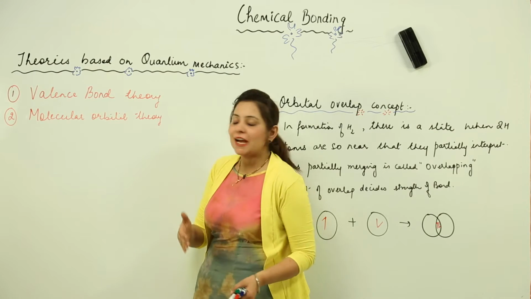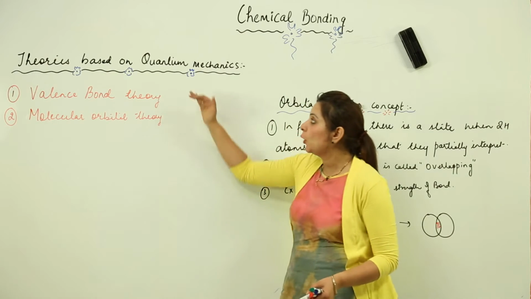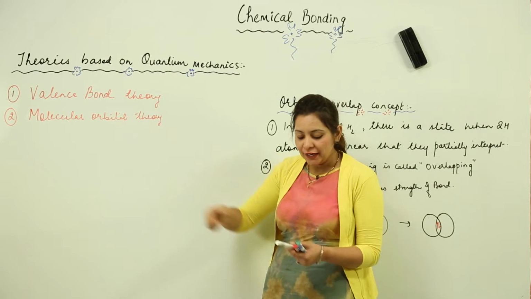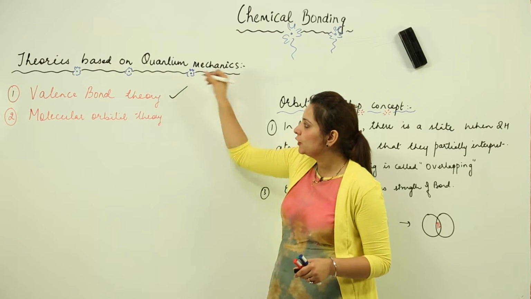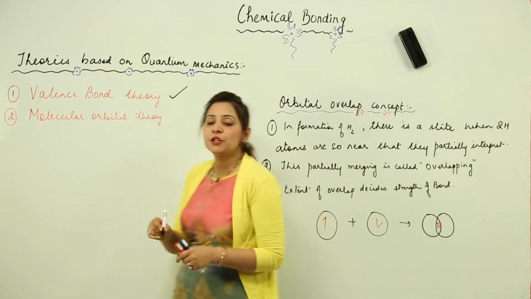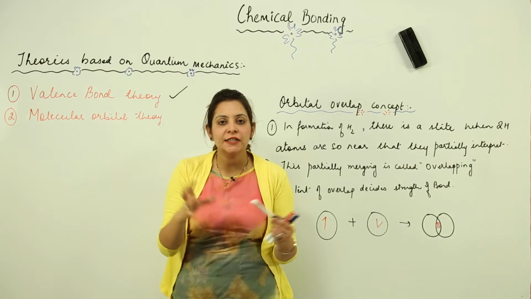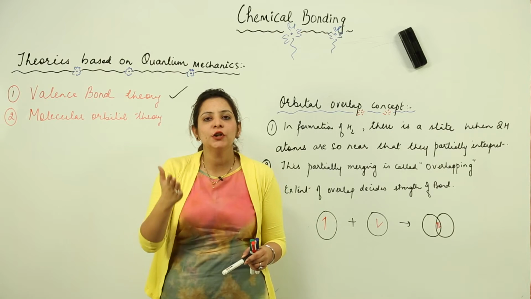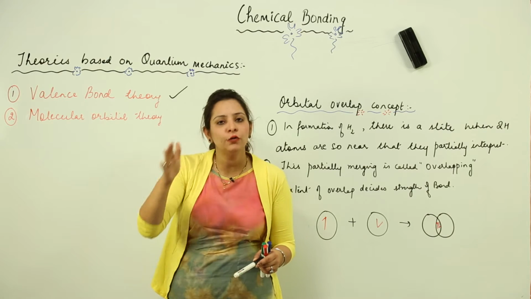Now we are going to start with another theory based on quantum mechanics, that is the valence bond theory and the molecular orbital theory. So we will be taking up the valence bond theory first. This valence bond theory is trying to explain how atomic orbitals combine to form a molecule, and it explains this on the basis of energy consideration and overlapping.